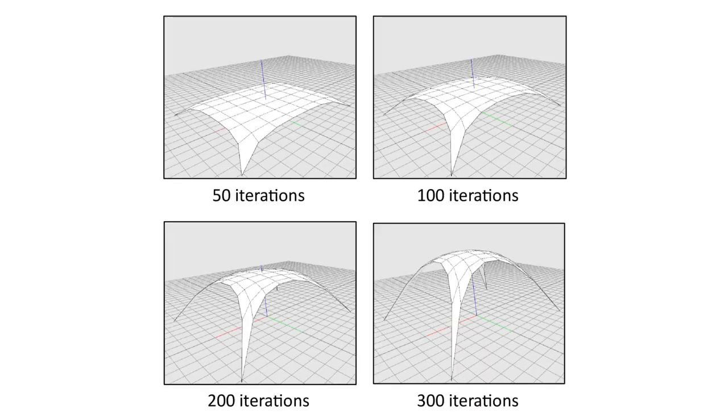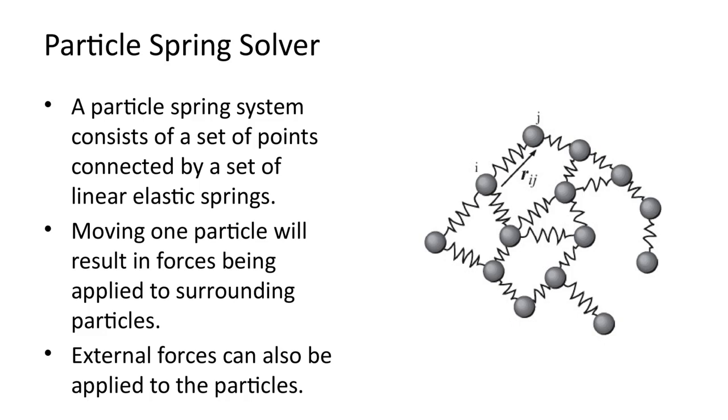We discussed 3 ways of solving constraints: analytical, procedural, and numerical. This video will focus on another type of numerical solver, called a spring solver. A spring solver is actually a specialized type of particle solver.